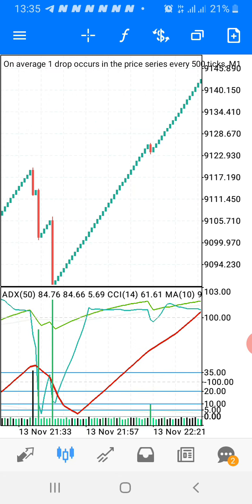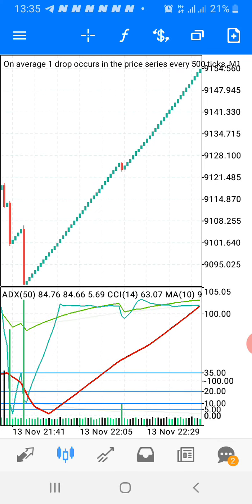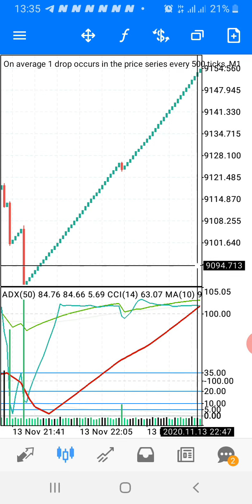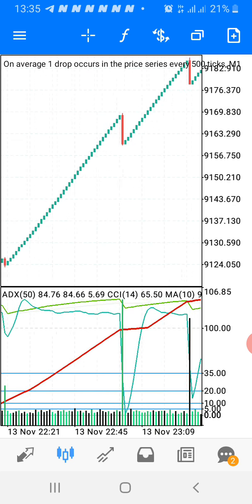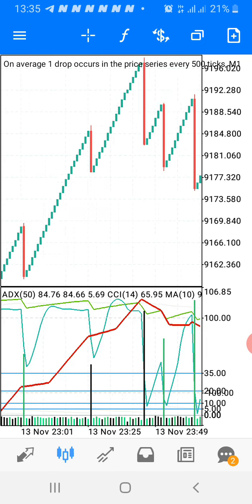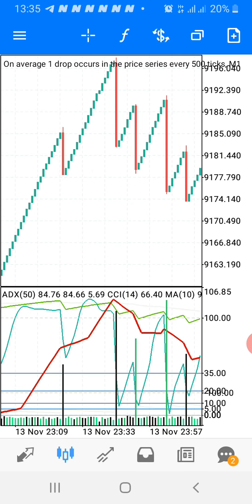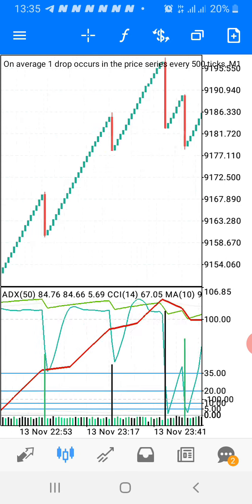It crossed here, but it didn't sell. It crossed here, but it didn't sell. Look, it didn't sell. You see, it didn't sell until finally here, which is when I place it here.